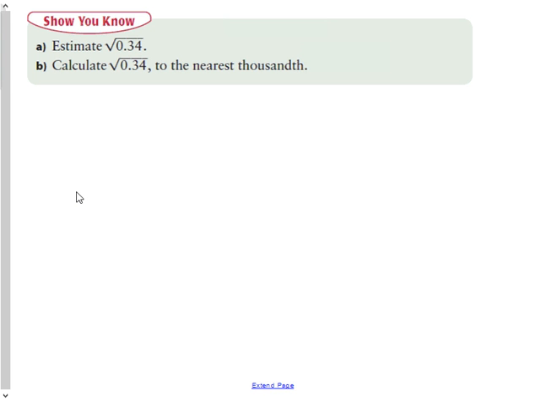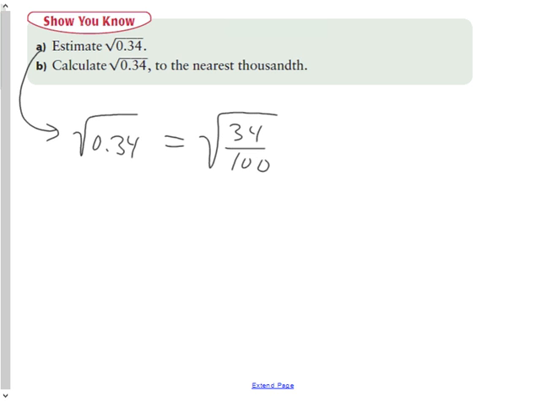Your last question asks you to estimate the square root of non-perfect squares. So we know that 34 hundredths, if I think about this question here, the square root of 34 hundredths is the same thing as the square root of 34 hundredths. And it says estimate what this would be, okay?